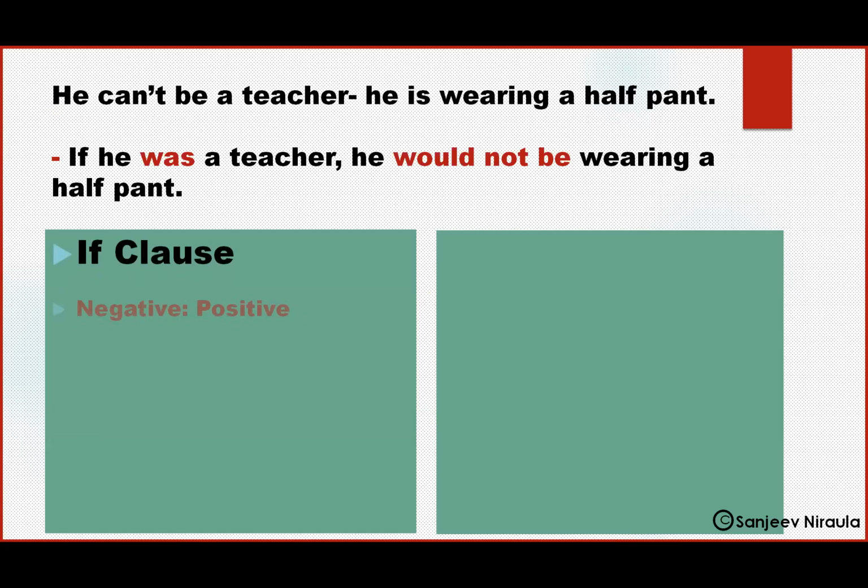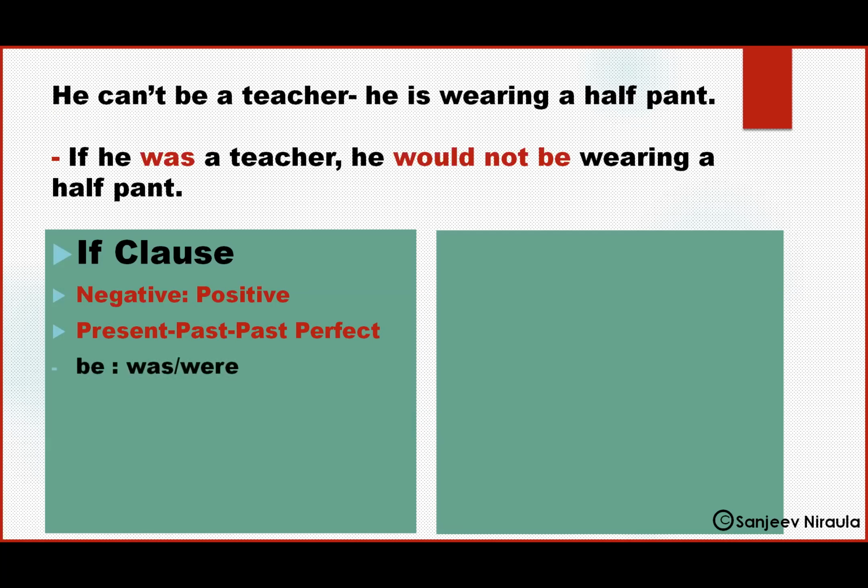Okay, if the if clause is in negative form, then we have to make it positive. If the if clause is positive, make it negative. And thereafter, if the if clause uses present tense, change it into past. If it uses past tense, change it into past perfect. What does that mean? It's very simple.